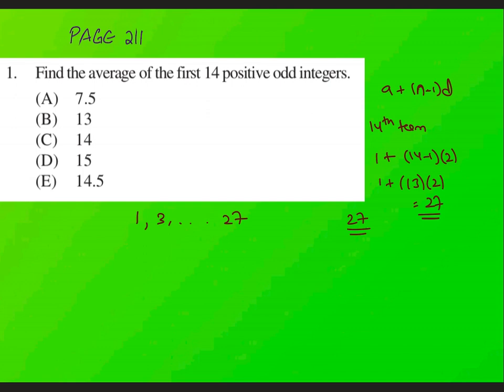So I have to find the sum of these 14 numbers. Again, this is an AP, so I can just use (a plus l) upon 2. That's (1 plus 27) upon 2, which is 28 by 2, which is 14. So this formula really helps when you have to find the average of consecutive numbers with a common difference in between them. So the answer is C.